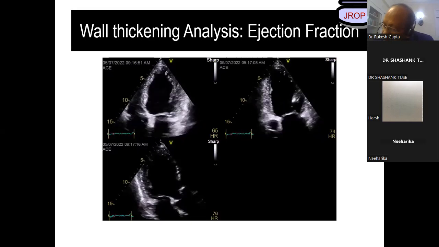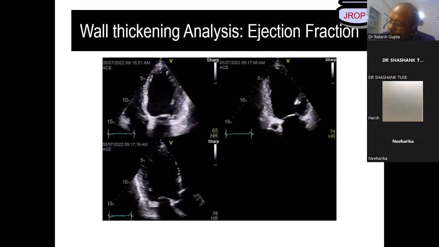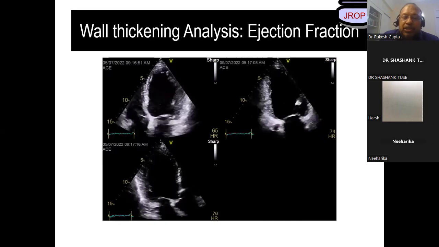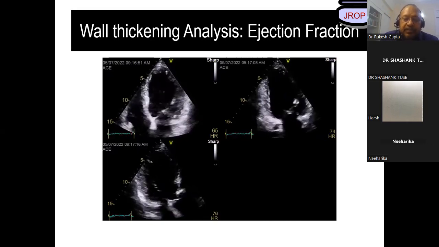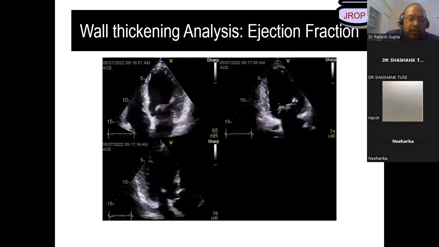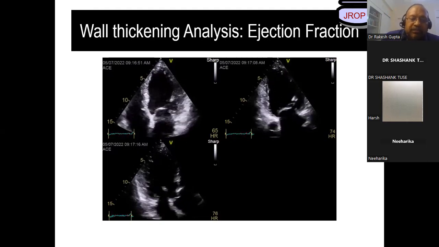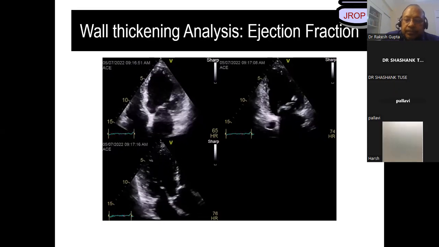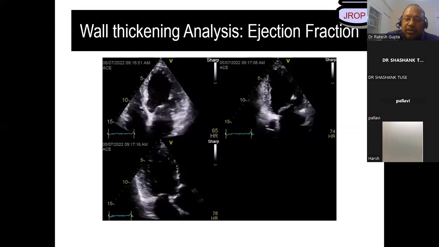Now, the next question goes to Dr. Pallavi Horo. Yes, sir. Pallavi, tell me, what is the approximate ejection fraction? Normal, mildly reduced, moderately reduced, or severely reduced? So, mild to moderate reduction. Mild to moderate reduction. Very good answer.